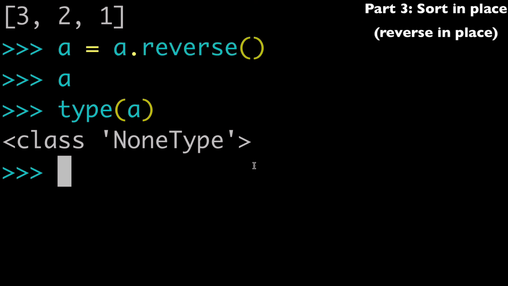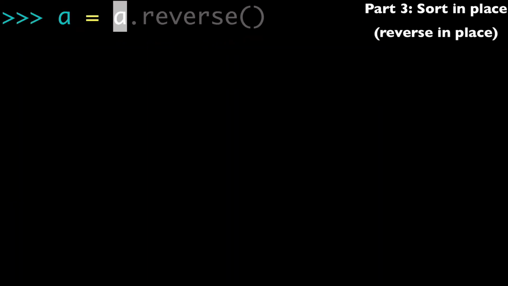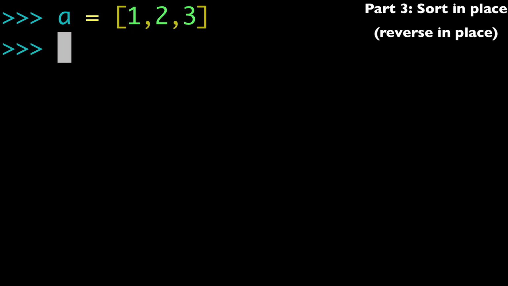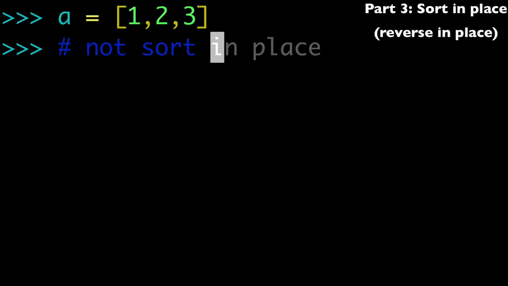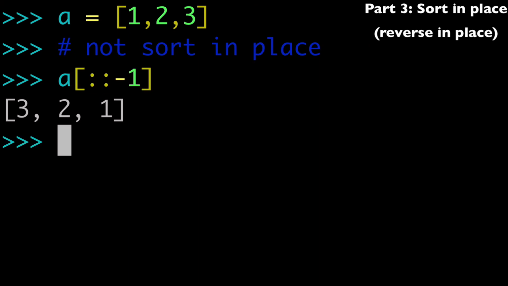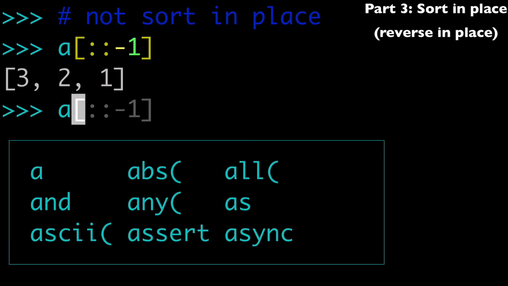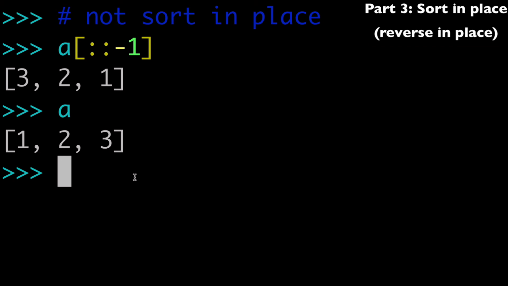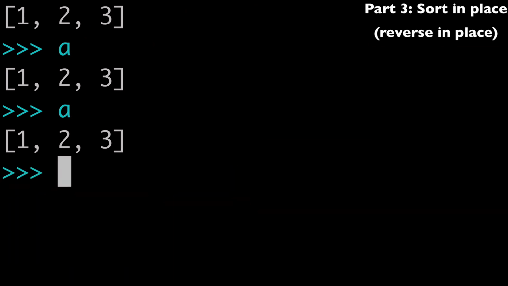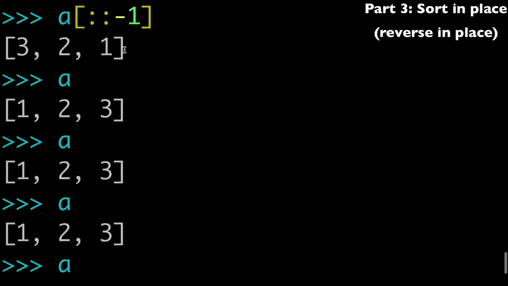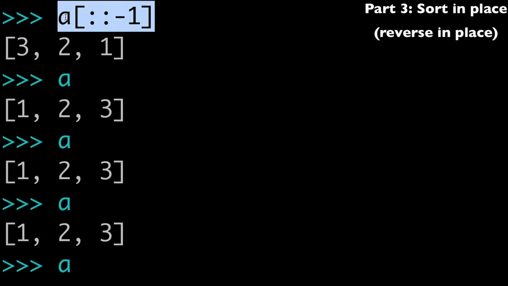So what I want to do next is actually set a back to 1, 2, 3, and I want to show you what it looks like to not sort in place. Okay, so when you do not sort in place, there's a couple ways that we could sort a list in a way where we're not sorting it in place. So one would be with the slice notation, and we could do it like so. So here, what's being returned is 3, 2, 1, but when we access a again, we get 1, 2, 3. So a has not been permanently modified. a is still 1, 2, 3. It just happened to return 3, 2, 1 when we ran this command.